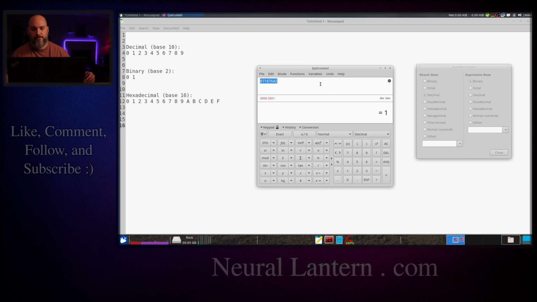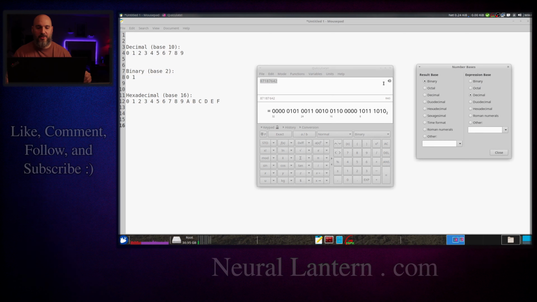What's going on here? Expression base. Oh, I did the wrong thing. Decimal is the expression base. Binary is the result base. Okay.